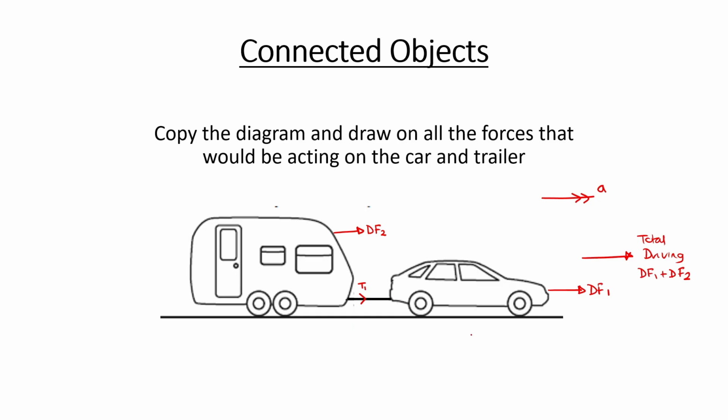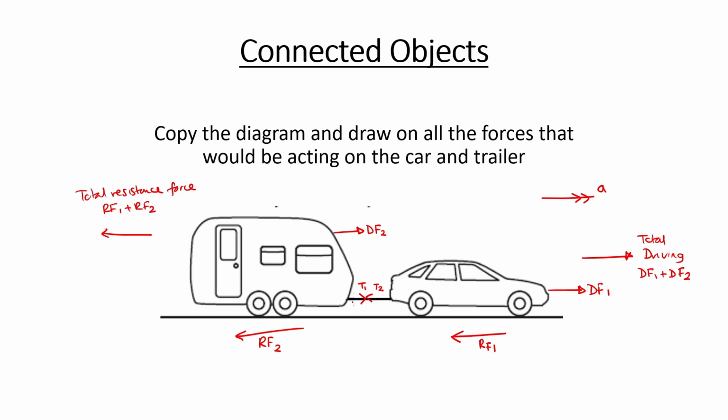And acting towards the left, we have our resistance force, which I'm just going to call Rf1, acting on the car. And we've also got a resistance force Rf2 acting on the caravan. So in this direction here, we've got our total resistance force, and this can include friction, it can include air resistance, one of those things that usually in a question it will tell you to ignore. So here we've got the total resistance force, which is going to be equal to Rf1 plus Rf2.